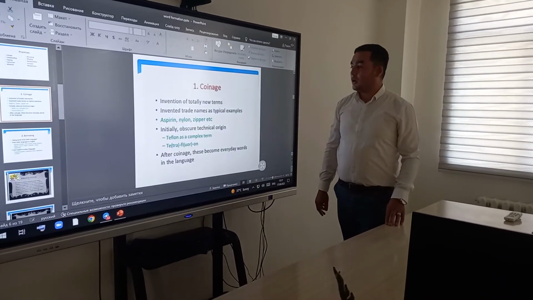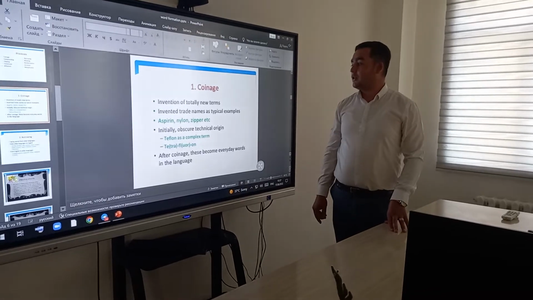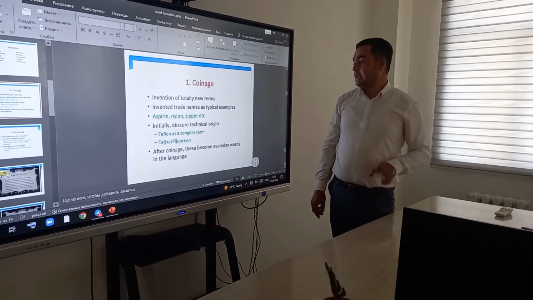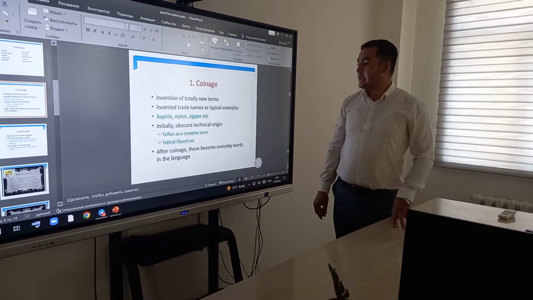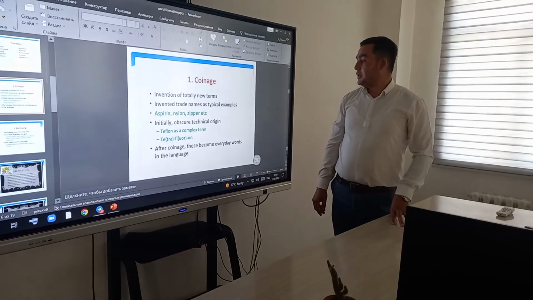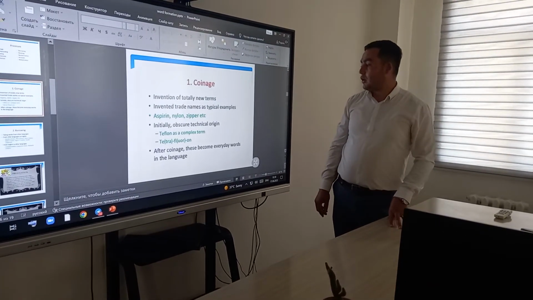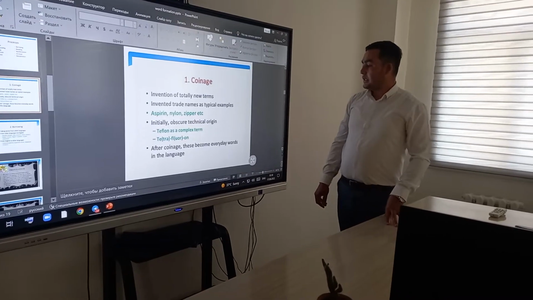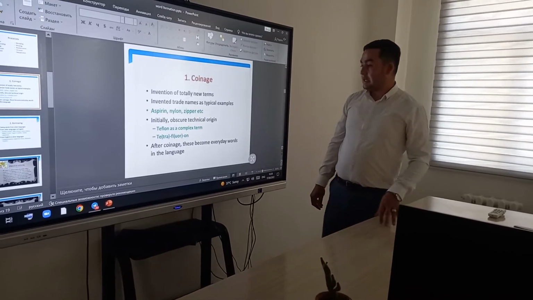Okay, what is coinage? Coinage is the invention of totally new items. For example, invented trade names are a typical example: aspirin, nylon, zip, and etc. Initially obscure technical origin. Teflon is a complex term. After coinage, these become everyday words in the language.